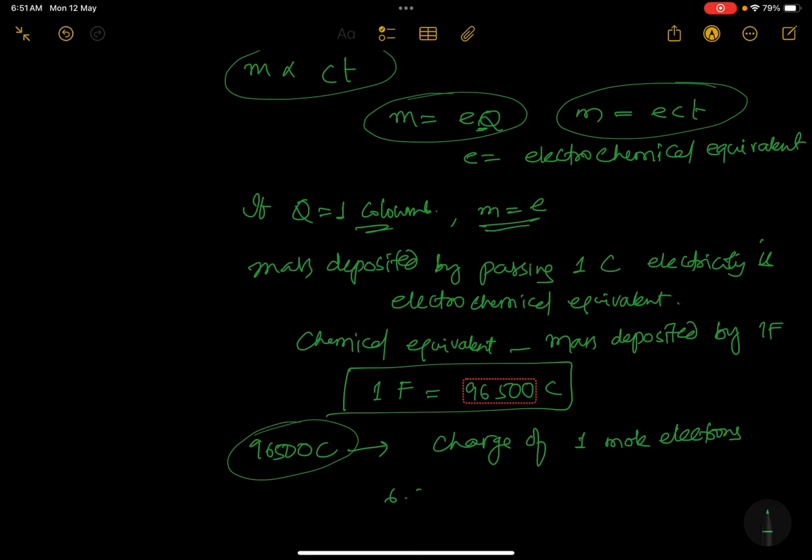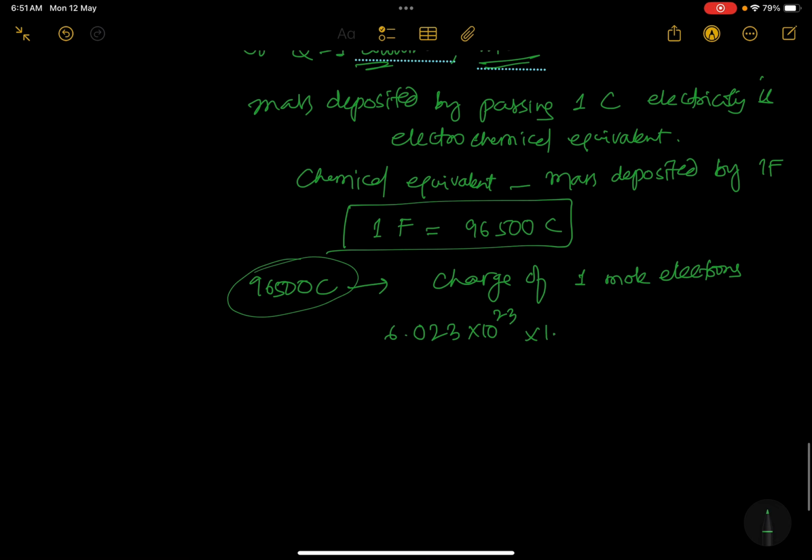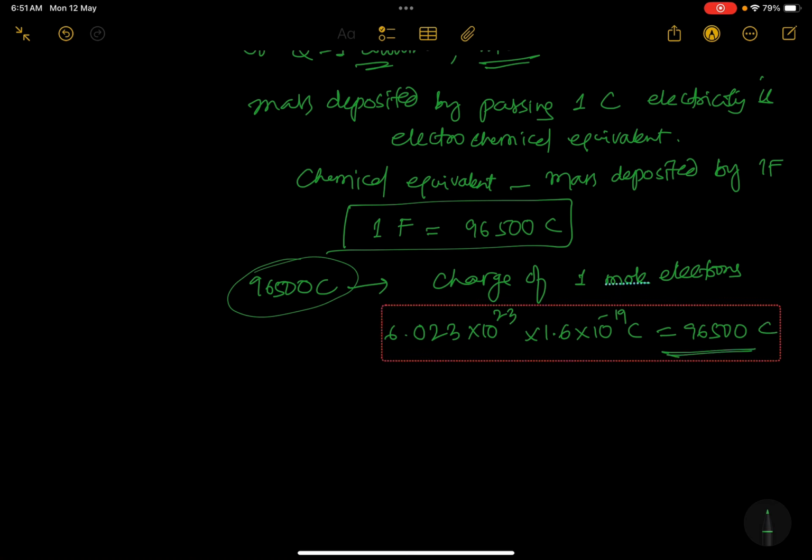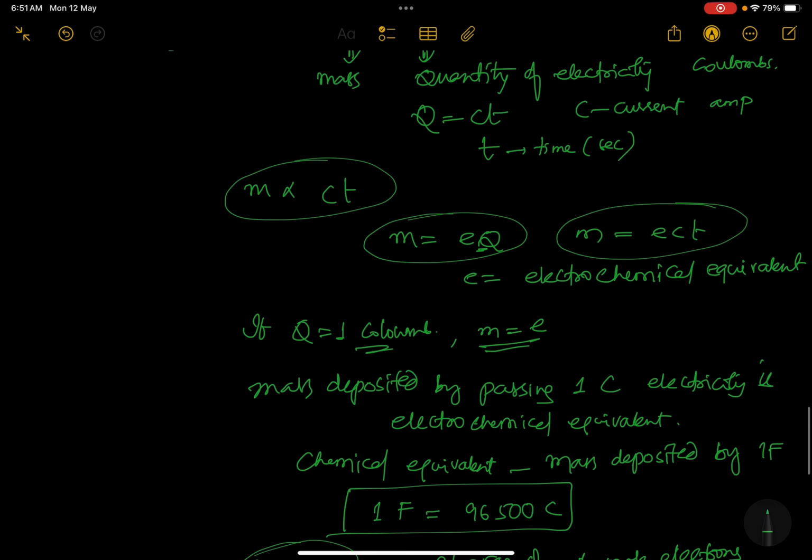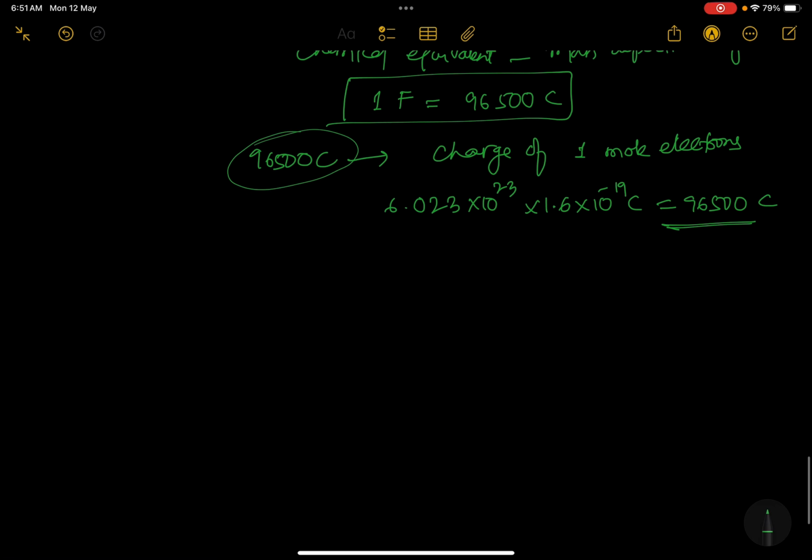1 mole means 6.023 × 10^23. Each electron's charge is 1.6 × 10^-19 coulombs. If you multiply this, you will get 96,500 coulombs. So in simple terms, instead of writing this formula, we can say 1 Faraday, meaning 96,500 coulombs, deposits 1 equivalent of substance. This is what we write.